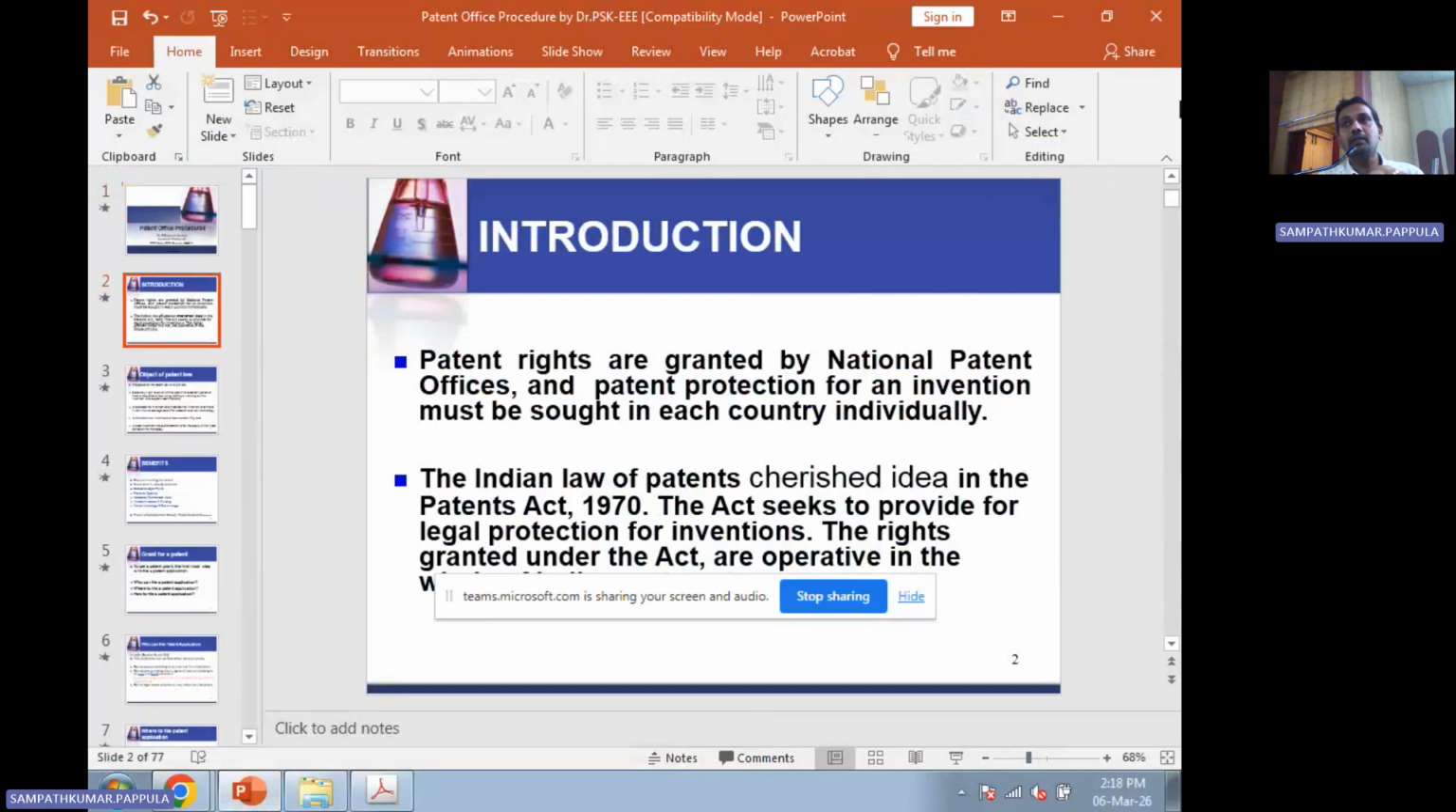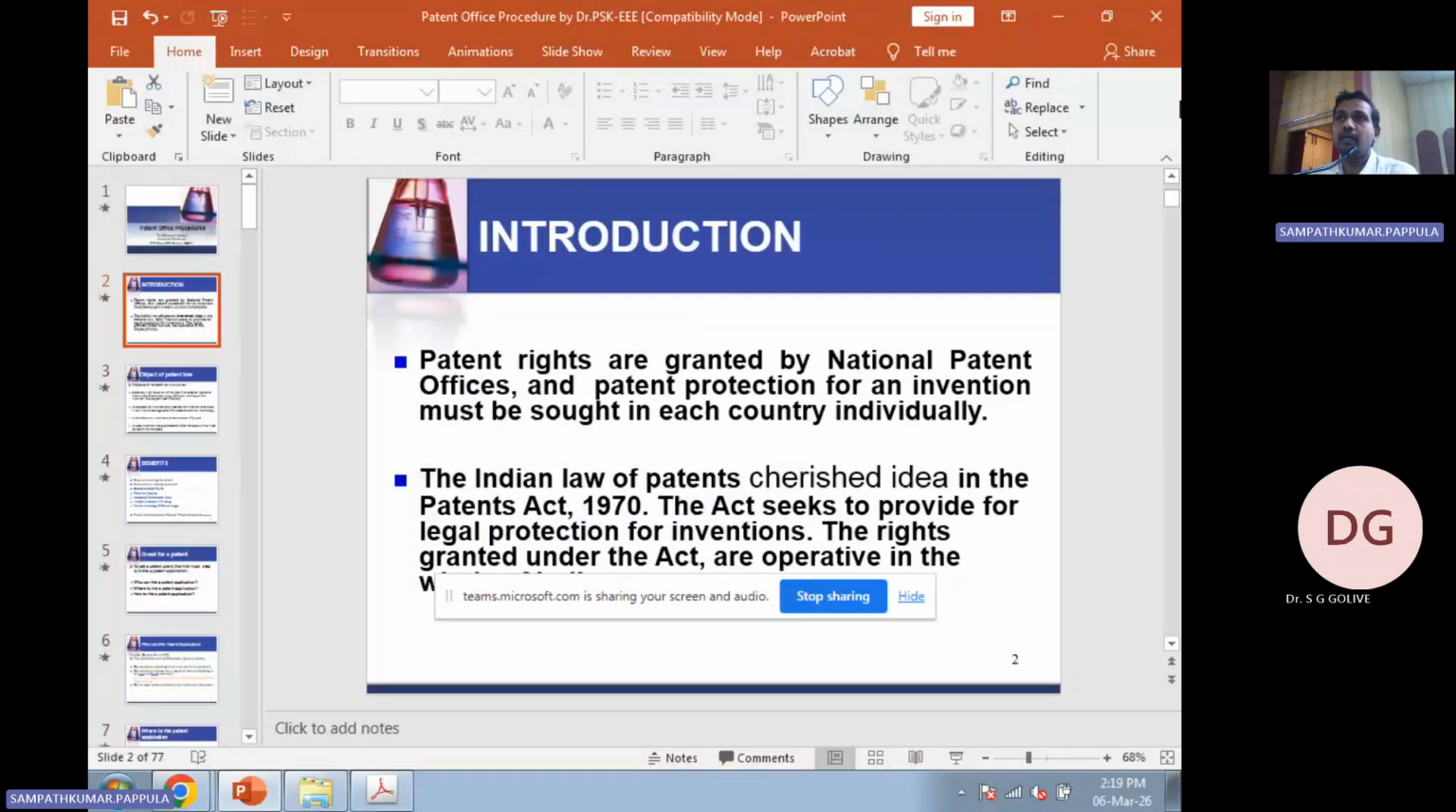Until and unless I give the rights to them, or I sell that particular product in the market, only then can they take my idea or my product. Until then, no one should touch my product. So how can I get all these things? If I file the patent and take the permission from the government, only then can I get the rights on my idea. Okay, so the patent rights are granted by the national patent offices only, and it is country wise.